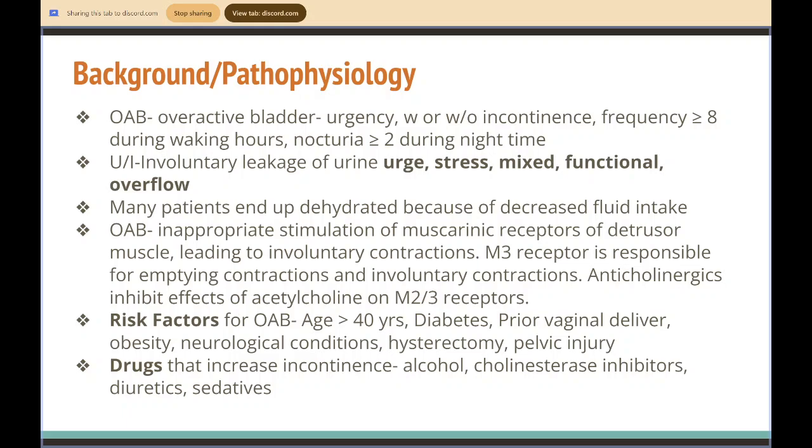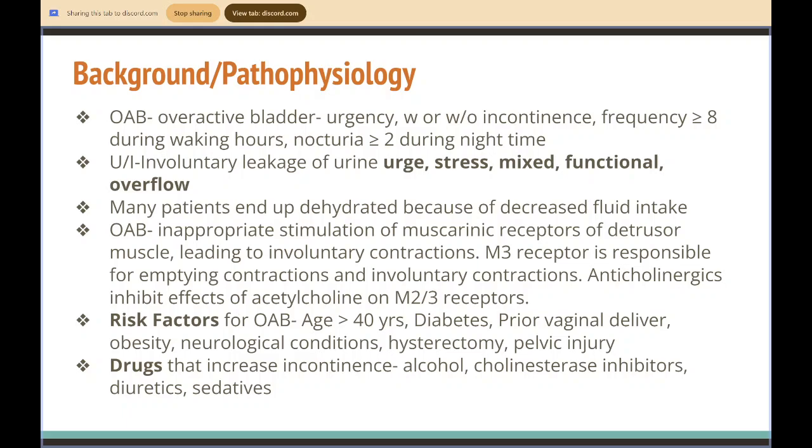Now, while we wait for some answers, the risk factors for OAB or overactive bladder: age greater than 40 years, diabetes, prior vaginal delivery, obesity, neurological conditions, hysterectomy, and pelvic injury. All right, I have a couple answers, and yes, it is M1 through M5. Good job.